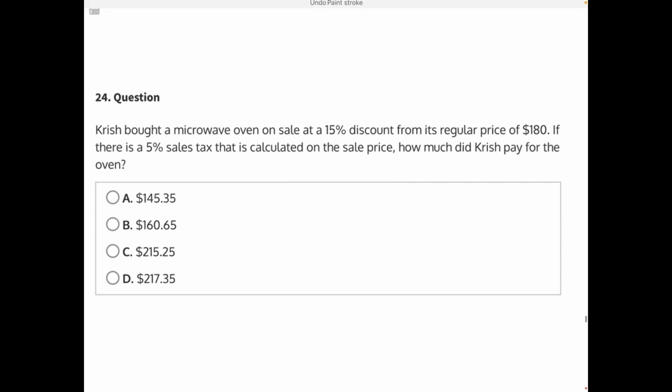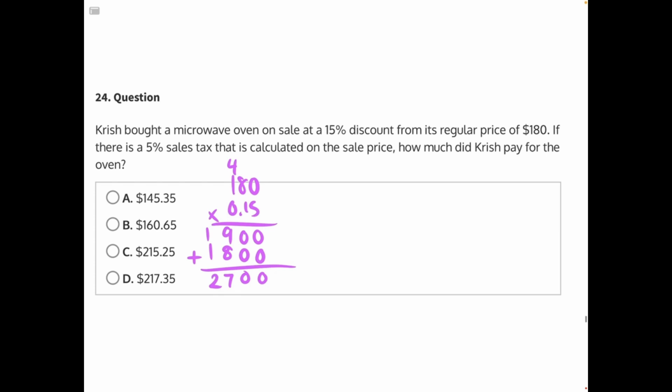So here we need to set up 180 times 0.15. 5 times 0 is 0, 5 times 8 is 40, 5 times 1 is 5, plus 4 is 9. Placeholder, 1 times 0 is 0, 1 times anything is just itself, so we will have 180. Then we need to add these two together. 0, 0, 17, carry the 1, 2. And now we count how many places are in our multiples, 1, 2, and apply that to our answer, 1, 2. So that gave us 27.